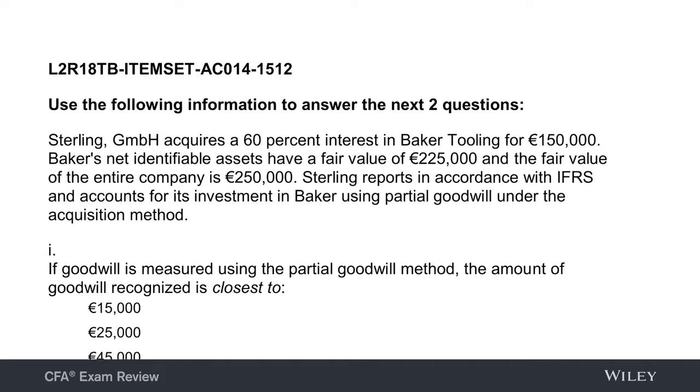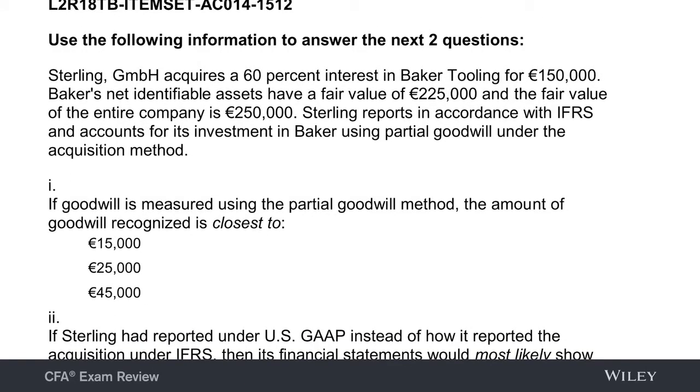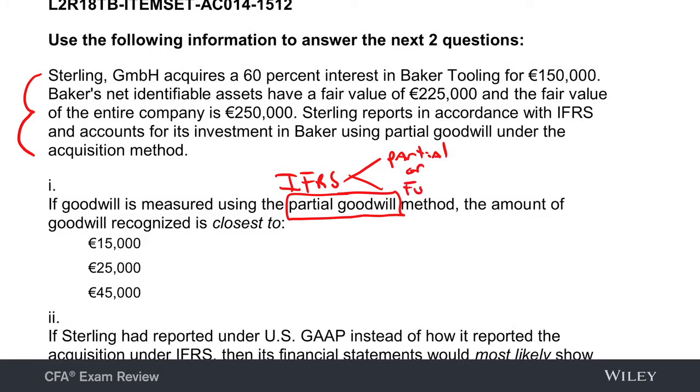All right. So we've got a question. It says, using the following information, answer the next two questions. Legalized cheating. Do not read these facts without knowing what to do with it. So I see something about goodwill and utilizing something called the partial goodwill method. Okay, so I'm thinking partial goodwill. That's IFRS. And IFRS gives you an option to do either partial goodwill or full goodwill. Okay, so we'll talk more about that in a second.